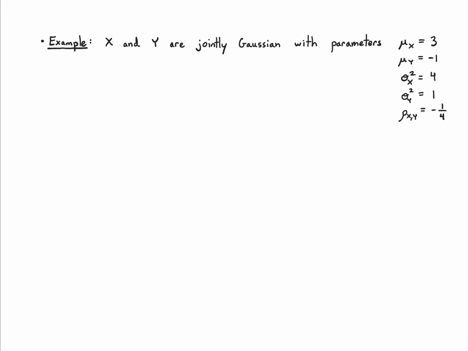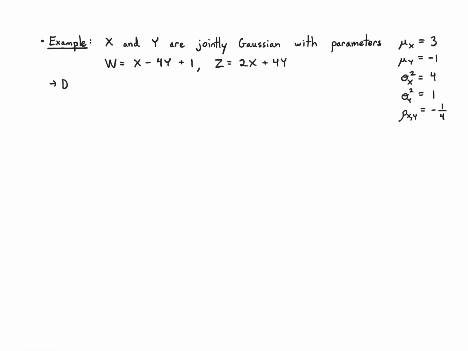And I'm going to say that w and z are indeed linear functions of x and y. W is x minus 4y plus 1. Z is 2x plus 4y. So the first thing that we can recognize is that since w and z are linear functions of jointly Gaussian random variables, w and z are also jointly Gaussian. So to characterize w and z, I need to find their means, variances, and correlation coefficient. And that's what I'm going to set out to do.